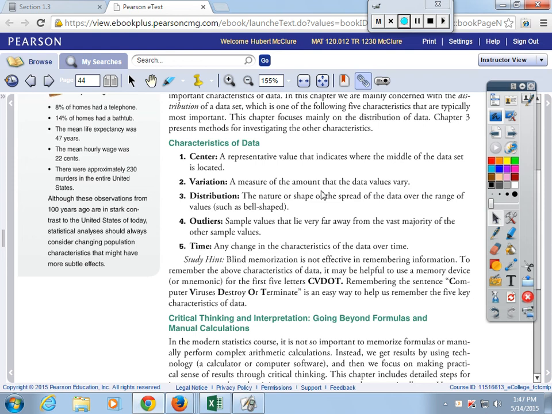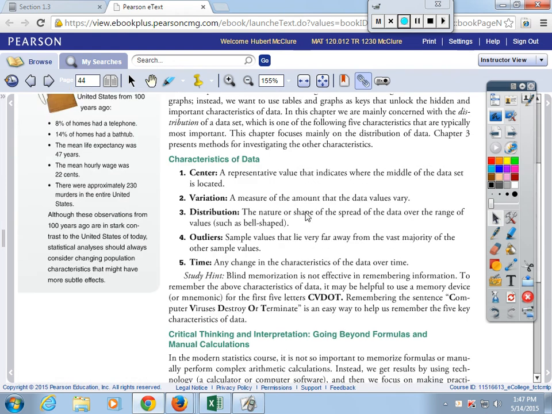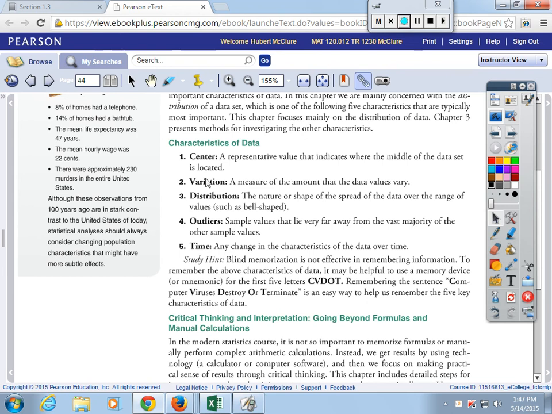Okay, make sure you write down what's on page 44 in the middle of the page. Center, variation, distribution, outliers. I'm not worried about time. Everybody knows what time is. It's what we live by. It doesn't slow down, and it doesn't get fast. It seems like it gets fast, but the only thing constant is time.